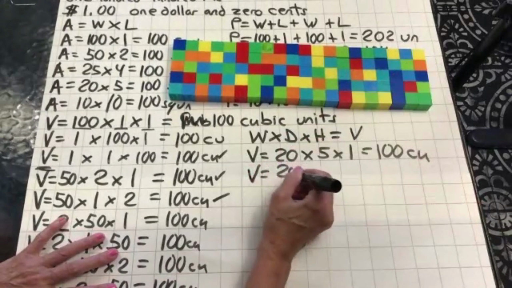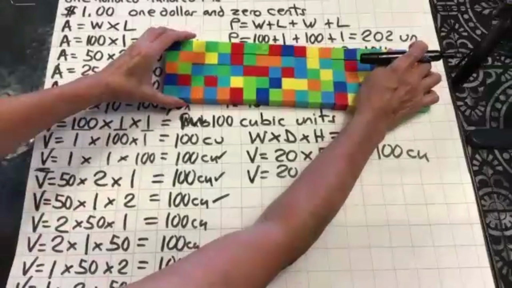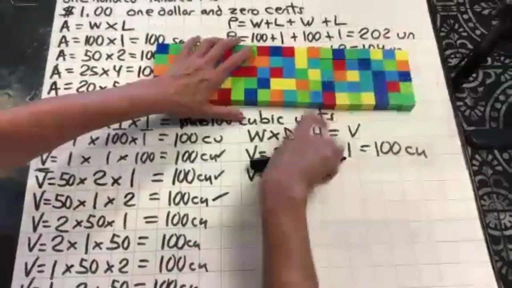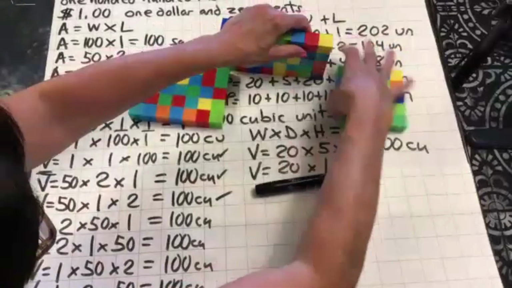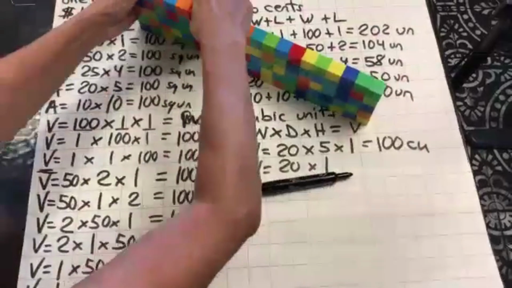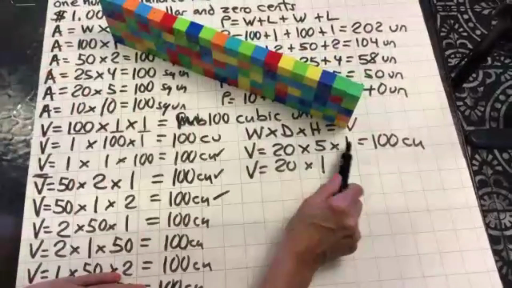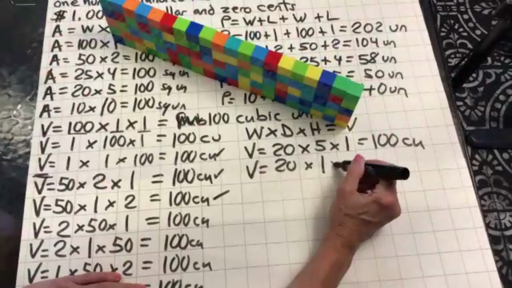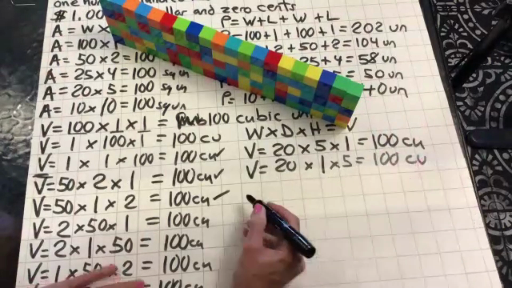And then we'll do the 20 again and just flip flop these. So that would be 1 deep. If I would stand this up, let's see if I can do it. Stand it up, stand it up. So standing it up, I have 25 wide by 1 deep by 5 tall equals 100 cubic units.